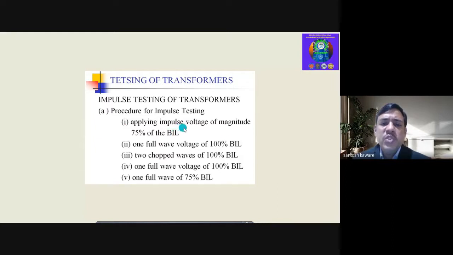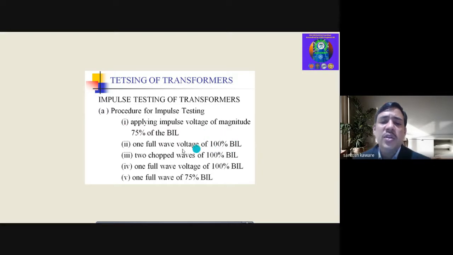Whenever you apply impulse voltage, the first test is that they apply a voltage magnitude of 75% of the basic insulation level. Whatever the basic insulation level of that equipment is, suppose it is designed for 420 kV. Suppose you are connecting that equipment at the 400 kV level, and its basic insulation level is 420 kV, and you apply 75% of that. If that test passes, it has sustained 75% of the voltage, it's okay.